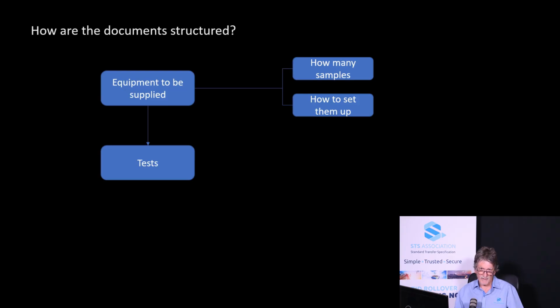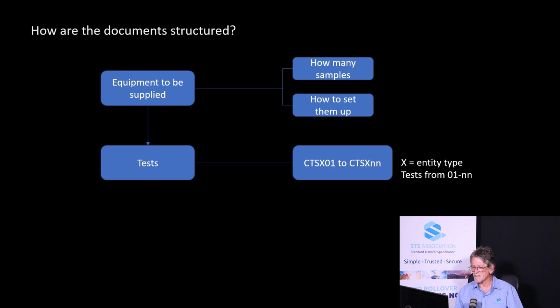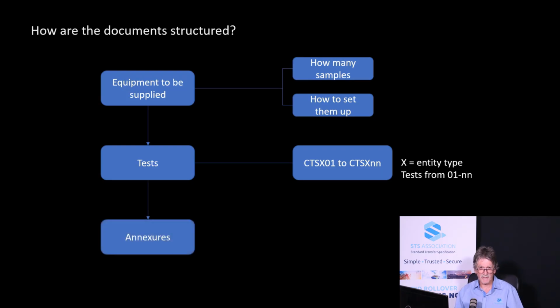Next in the documents are the tests, all listed one after the other, and they are numbered STS531-X01 to STS531-XNN, some number, the last test, where X is the entity type, and the tests run from 01 to whatever the last test is. Right at the end of the document, there's a set of annexures.